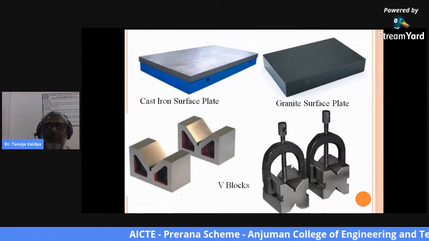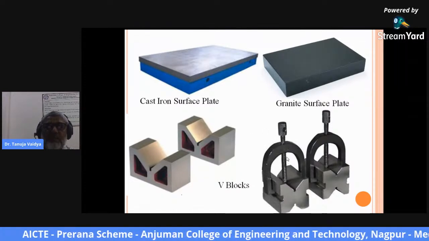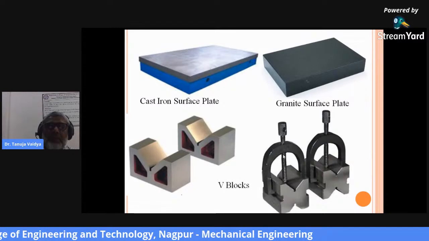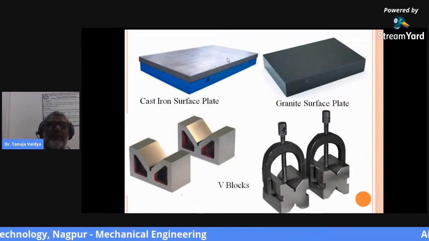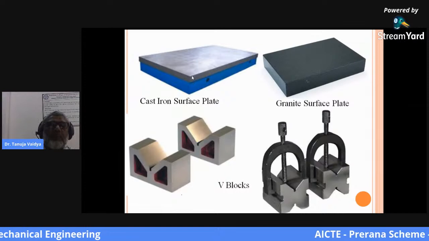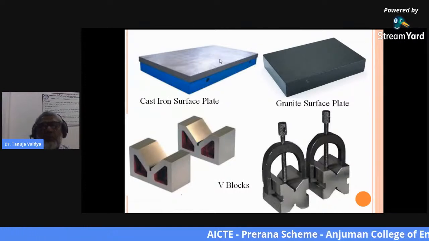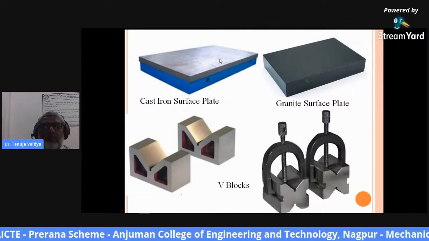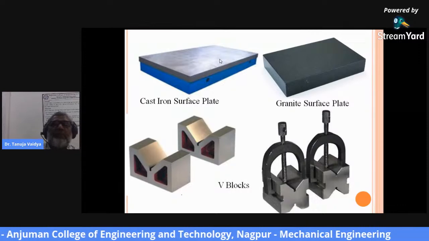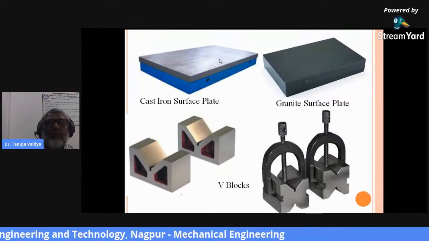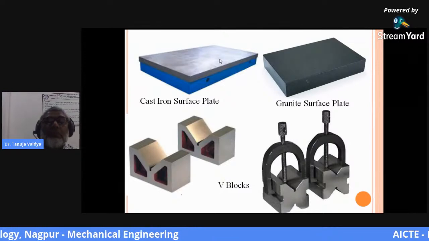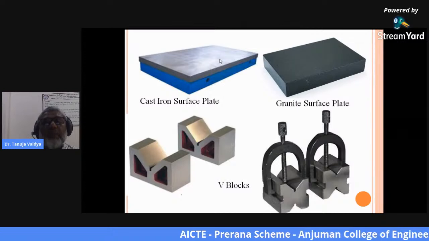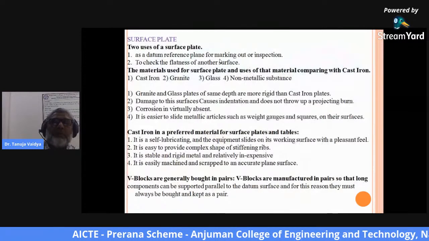Similarly, if the part to be measured is of cylindrical type, then you can place the cylindrical part on this V block, and you can fix it with the nut, and you can place both the V blocks on this particular surface plate to measure the given component. So one of the most important parts of the metrological lab is the surface plate and V blocks.